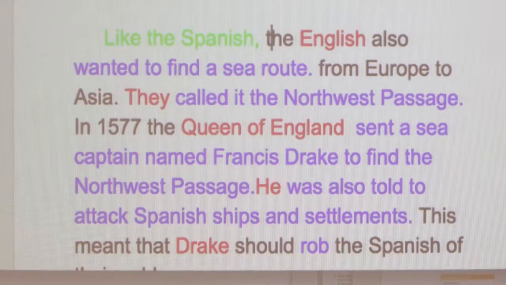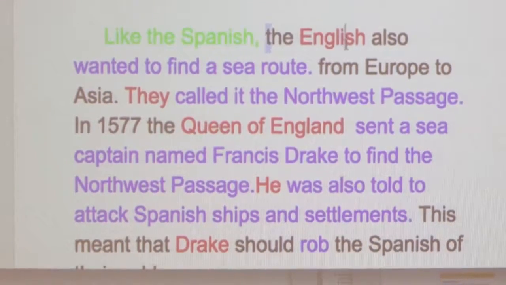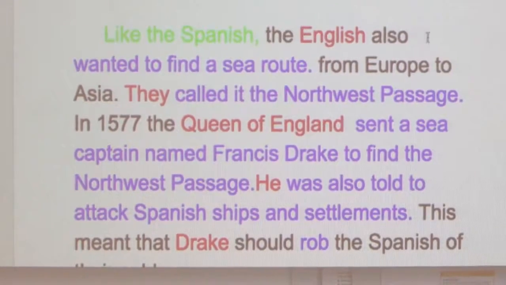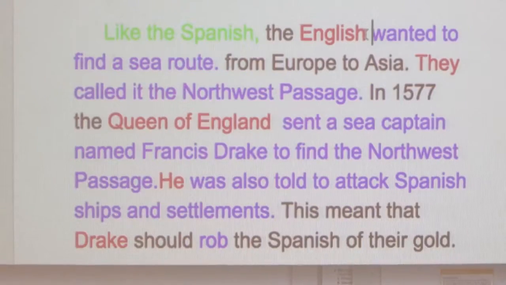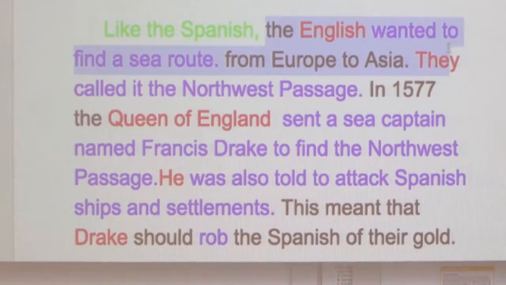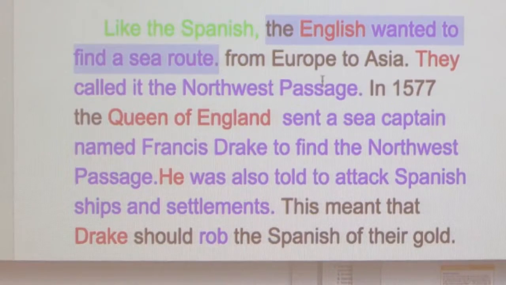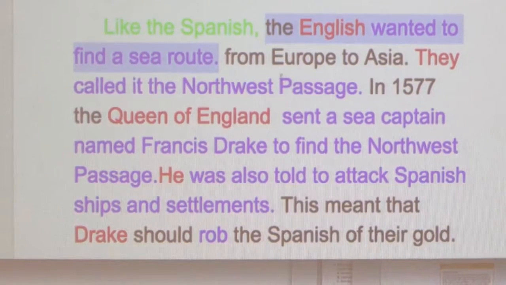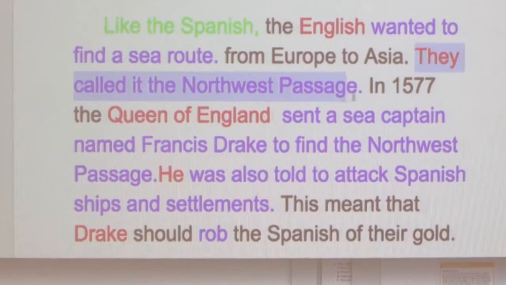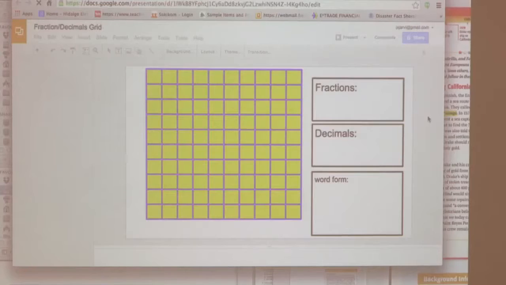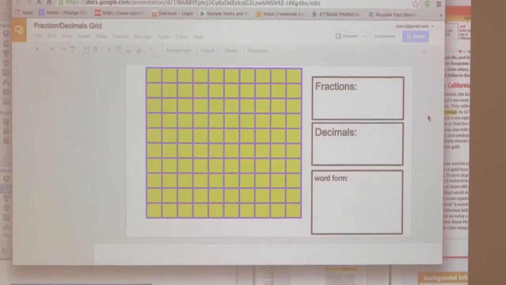Again, remember what we're looking at is, do we have complete sentences with these? I could just take that also out of there. And the English wanted to find a sea route, right? That's our idea. So that's what we're looking for. Next one is they called it the Northwest Passage. Very good. All right, this is the one you're going to get right now.